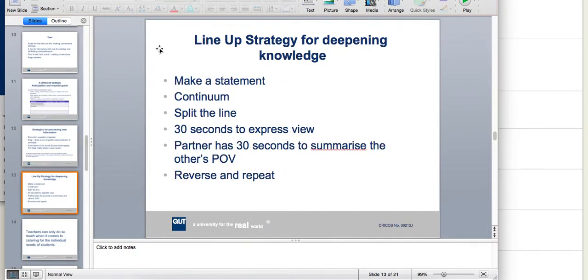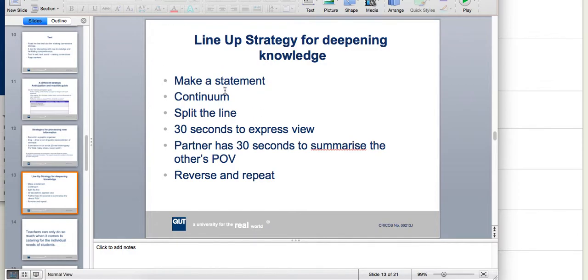This is the last one, and we did this in the class. So it's called a line-up strategy. This is for deepening knowledge, actually. It's not for a new text. Although you could use it at the start of a lesson, if you're just introducing a whole new concept, you could give students a statement that they need to respond to in this way. You could absolutely do that.